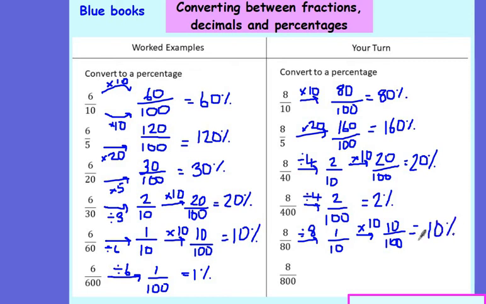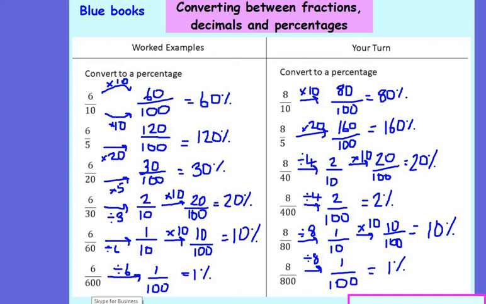And the last one, 8 out of 800. This time I can just divide by 8 to give me 1 out of 100, which is 1%. Notice that's the same as the example I did, which was 6 out of 600.